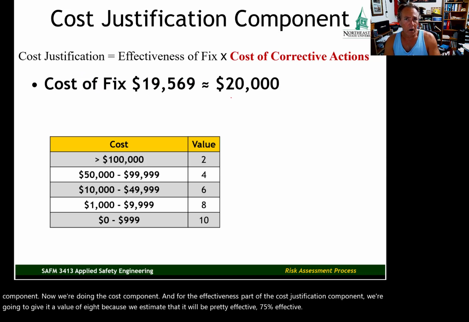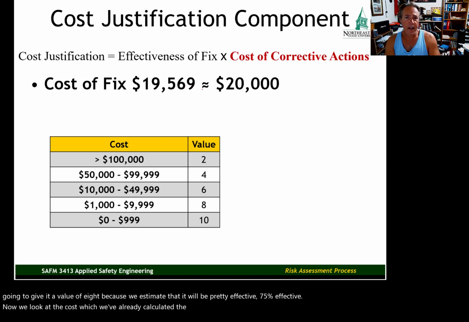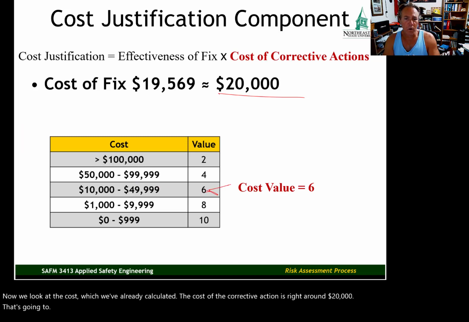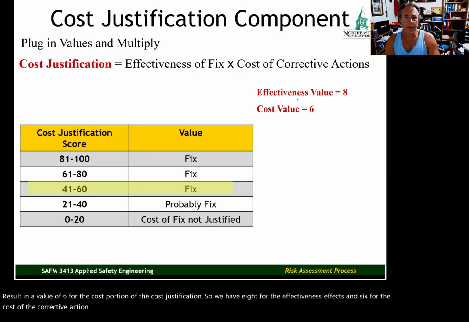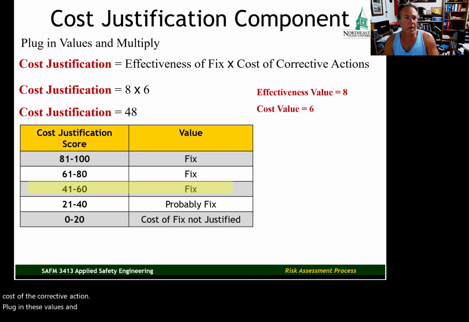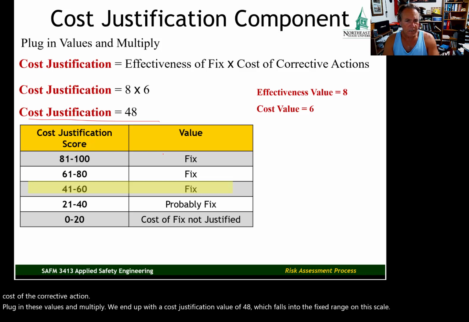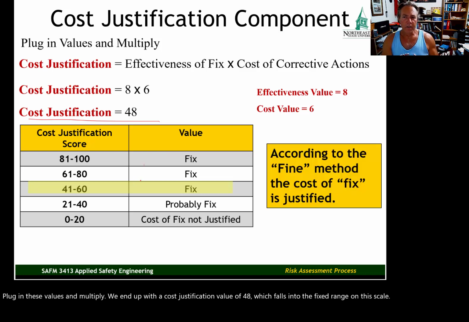Now we look at the cost, which we've already calculated. The cost of the corrective action is right around $20,000. That's going to result in a value of 6 for the cost portion of the cost justification. So we have 8 for the effectiveness of the fix and 6 for the cost of the corrective action. Plug in these values and multiply. We end up with a cost justification value of 48, which falls into the fixed range on this scale. According to the Fine method, the cost of the fix is justified.